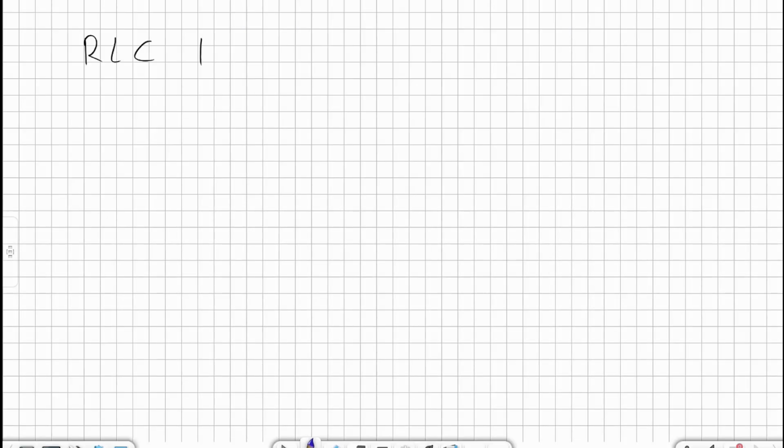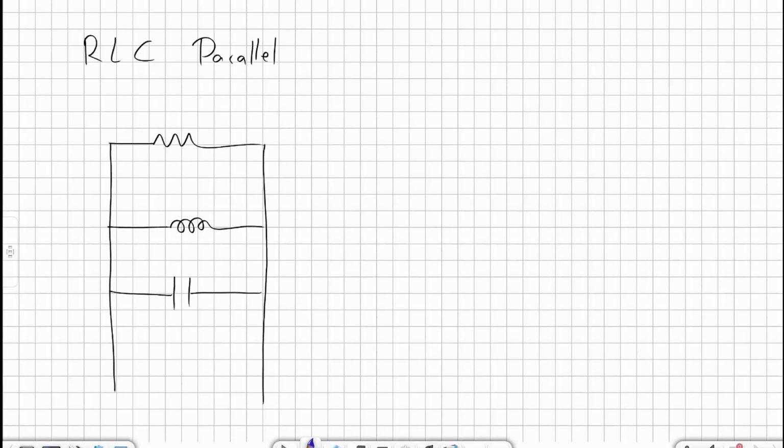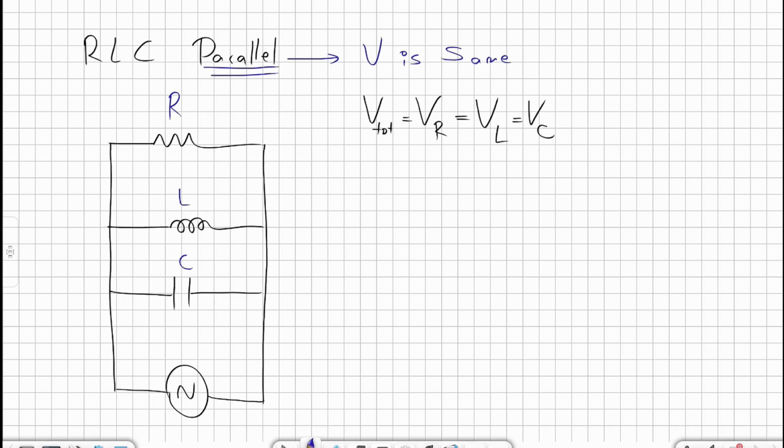We will be connecting all of them in a parallel combination. A resistor, an inductor, and a capacitor are all connected in parallel with an AC source. Whenever you see parallel, the potential difference is the same across every component. So V total is equal to VR is equal to VL is equal to VC, because every component has both ends connected to both ends of the source. Potential difference is measured across both ends. If both ends of any device are connected to a source, it will have the same potential difference as the source.